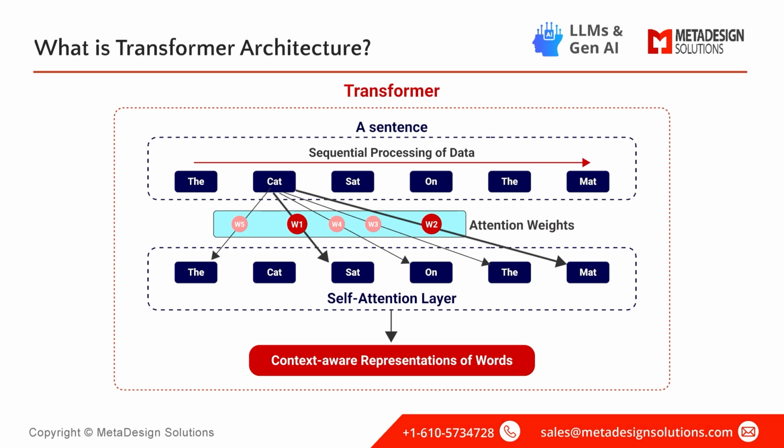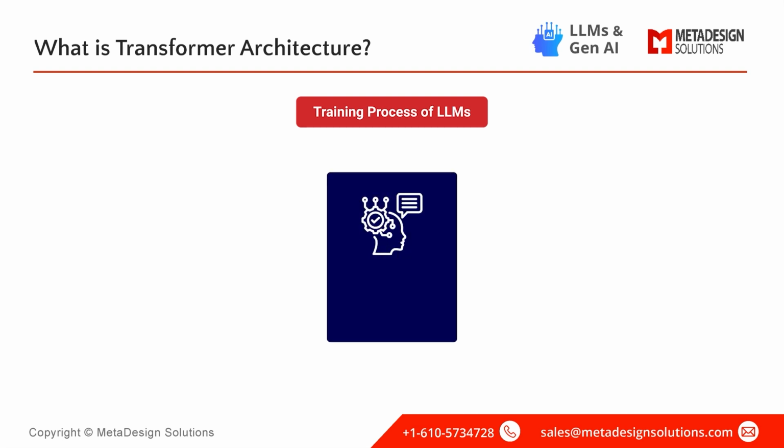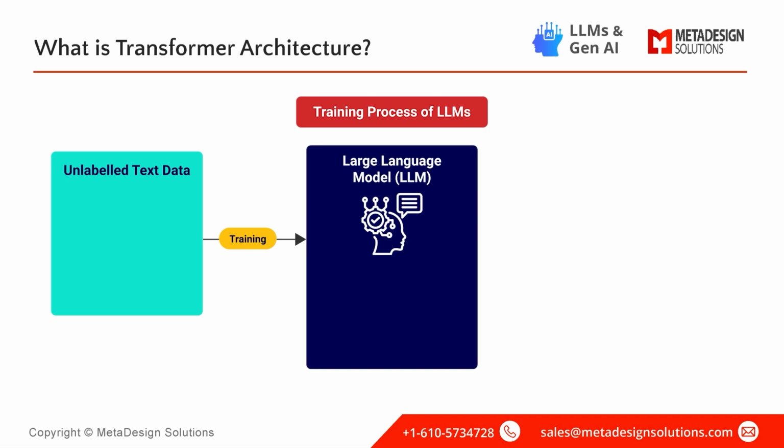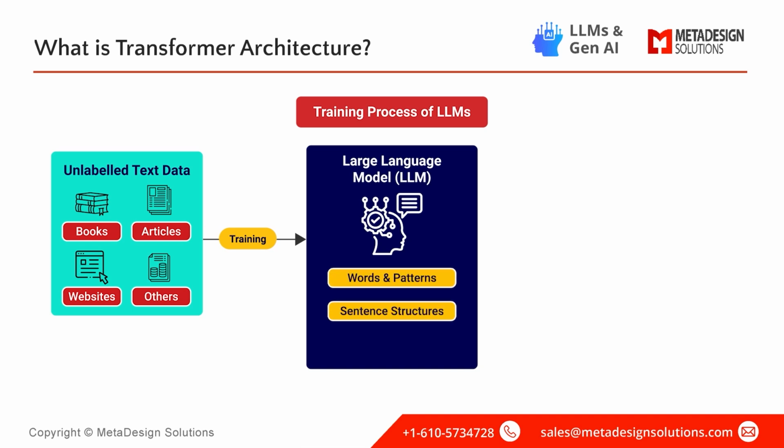Training process of LLMs. Now that we understand the architecture, let's talk about how LLMs are trained. Training an LLM requires enormous amounts of text data. This data typically comes from books, articles, websites, and other publicly available sources. The model is exposed to billions of words during training, learning patterns, structures, and meanings as it goes.